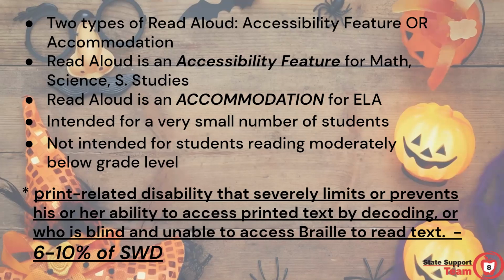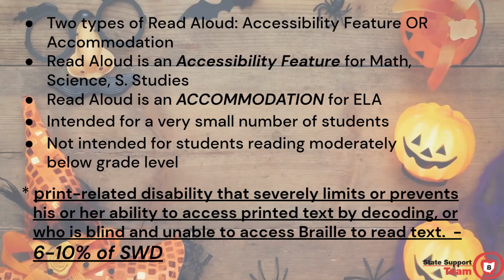moderately below grade level. And please note in bold print what we have at the bottom. It's a print-related disability. It has to severely limit or completely prevent the child's ability to access printed text, which means they have no decoding, or they're blind and they can't access Braille to read text. So if the student is decoding, it doesn't matter if they're decoding multiple grade levels behind. This is still not an appropriate accommodation, because then you are, as I said, negating the testing of their reading skills, which is what the test is measuring.